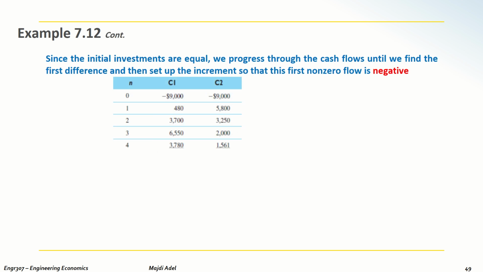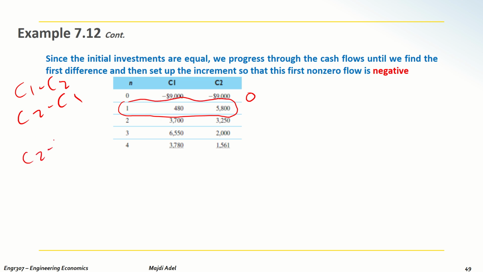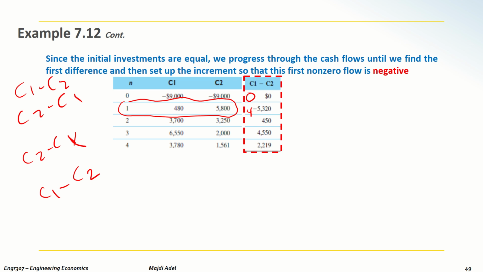So if we are going to calculate the incremental cash flow, the first year is going to be 0, whether it is C1 minus C2 or C2 minus C1. In this case, we move to the second year. If I choose C2 minus C1, it's going to be 5,800 minus 480, which is going to be positive. Then this one is rejected. Then it is going to be C1 minus C2, 480 minus 5,800. We will get this incremental cash flow.